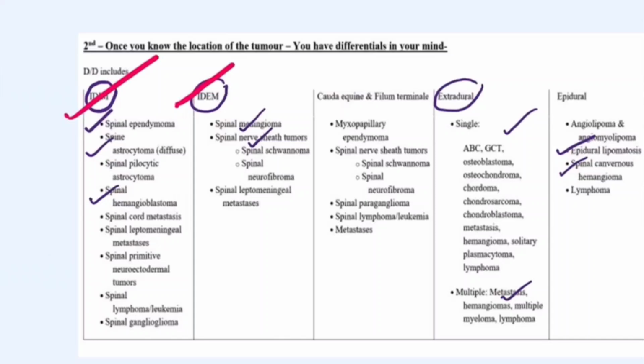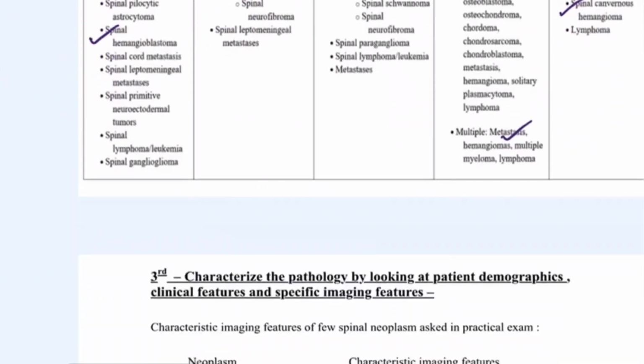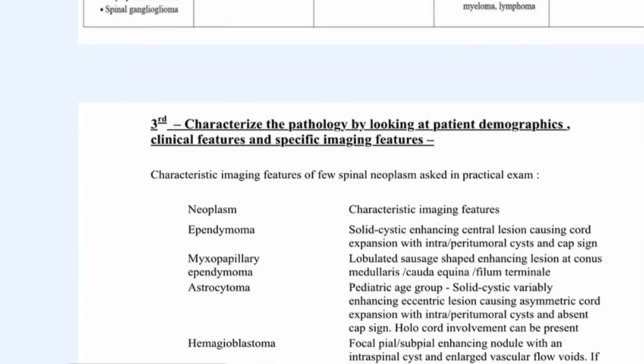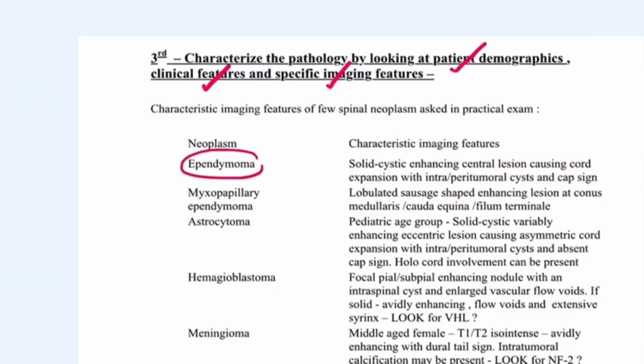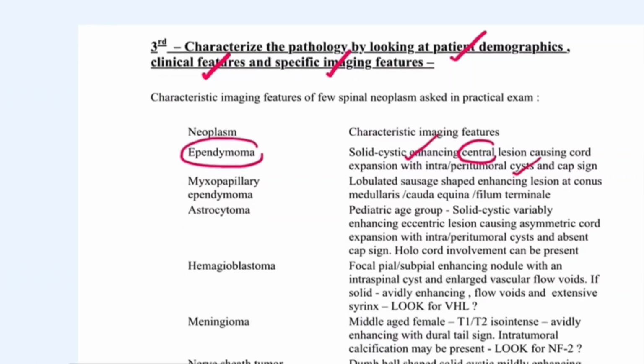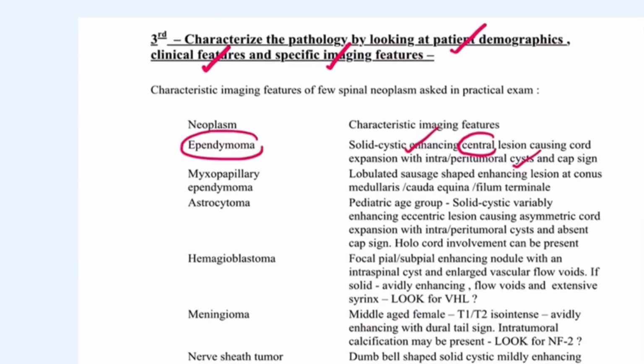Whenever you are suspecting a tumor from intramedullary, then you have to think about the differentials, like whether it can be ependymoma, astrocytoma, hemangioblastoma, and so on. So the last step is characterizing that pathology by looking at the patient demographics, like female, male, age, the clinical features with which the patient presented, and the specific imaging features. For ependymoma, as per the name, it is arising from the ependymal lining, so this will be a central lesion, and these are homogeneously enhancing, with intra or peritumoral cysts. So there will be a central lesion along the spinal canal, homogeneous enhancement, and peritumoral cyst. The detailed characteristics we will discuss in part 2.